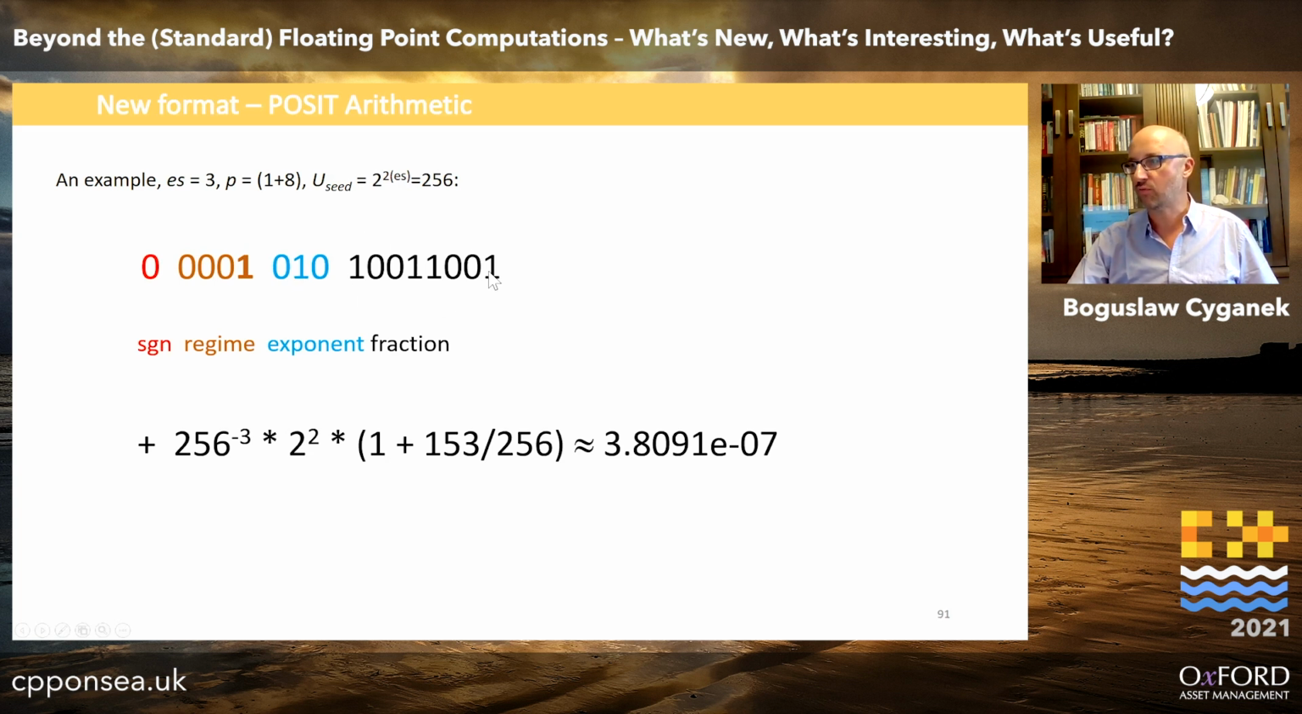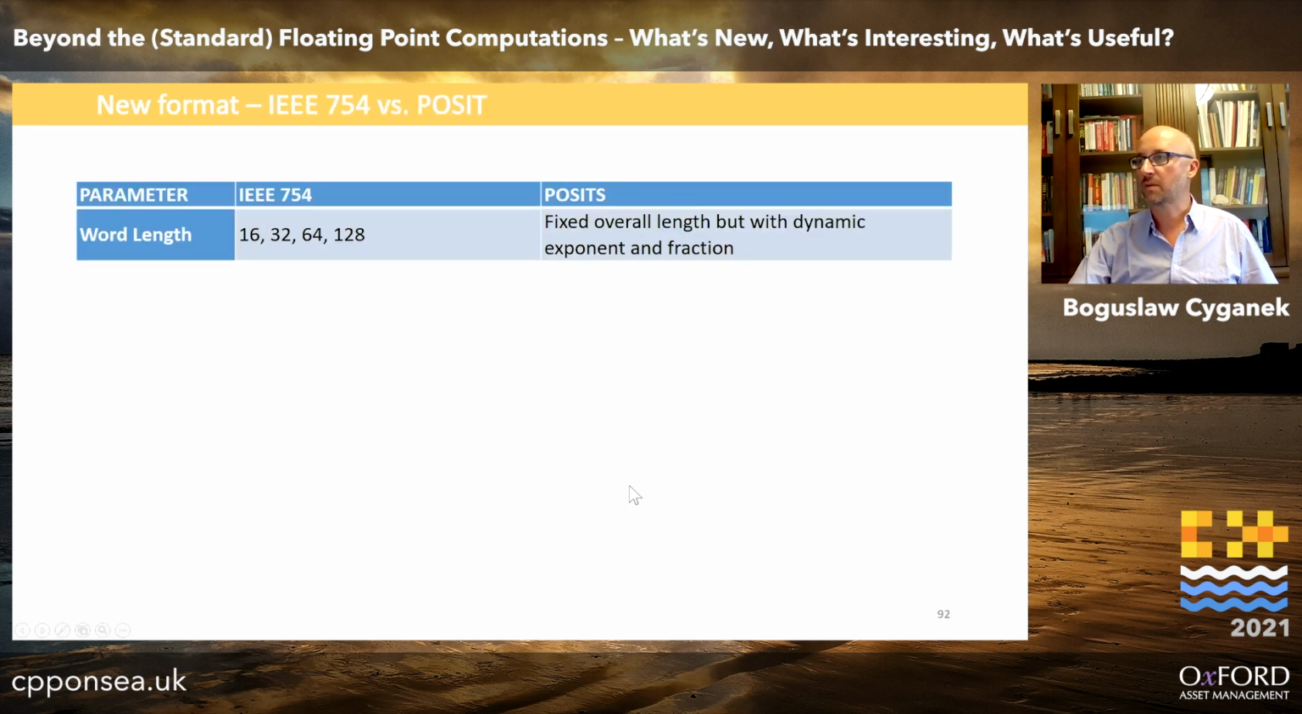And we have this value, which is 153 by 256 because this is 1, 2, 3, 4, 5, 6, 7, 8 values plus this hidden bit. So it gives this value. So that's just an experiment.